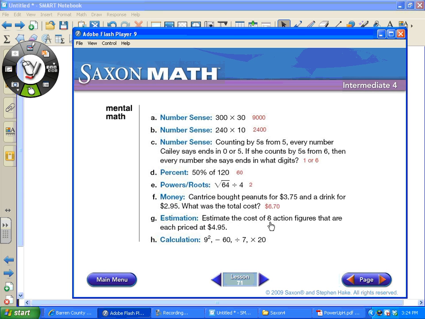Estimate the cost of 8 action figures that are each priced at $4.95. I would round that off to $5 and say $5 times 8 figures, $40.